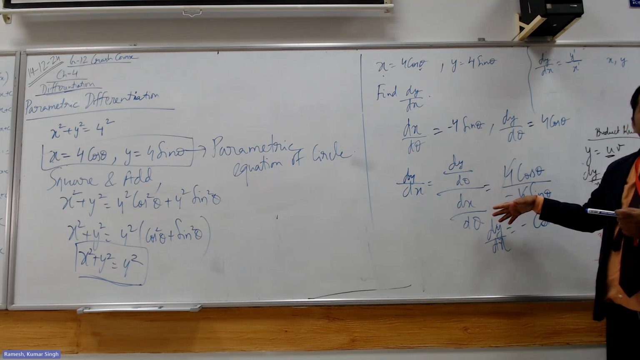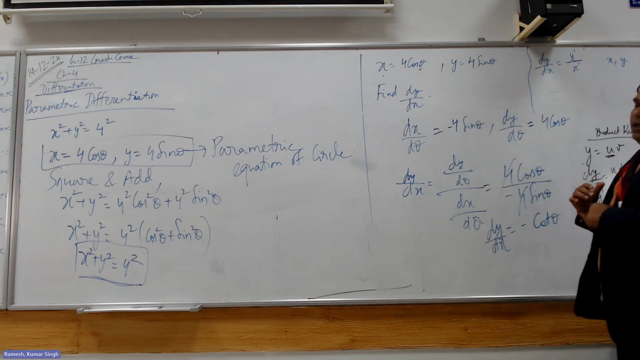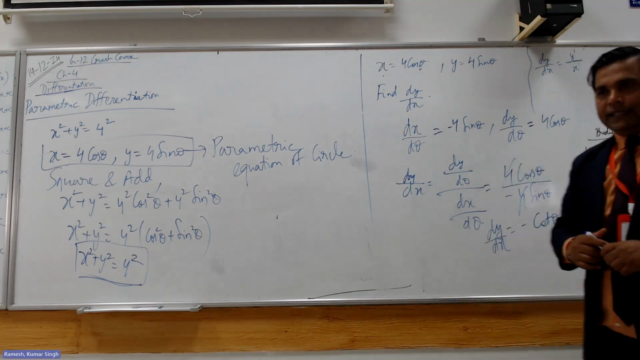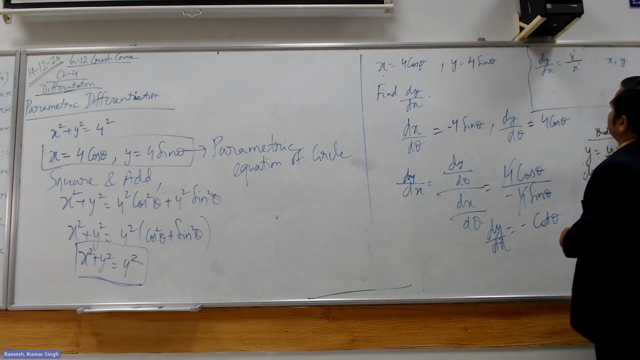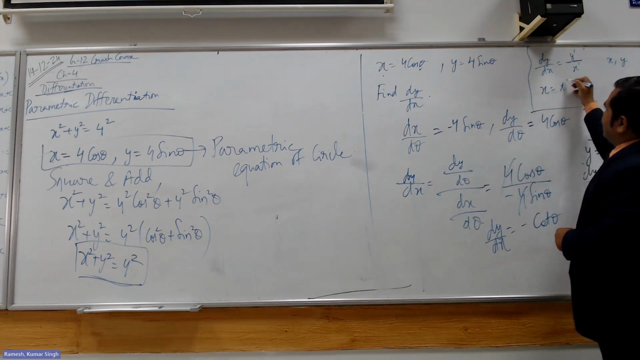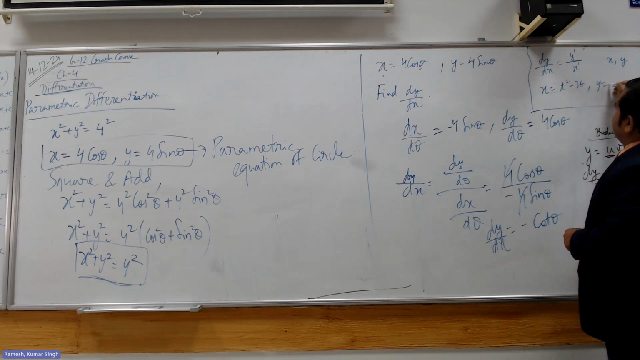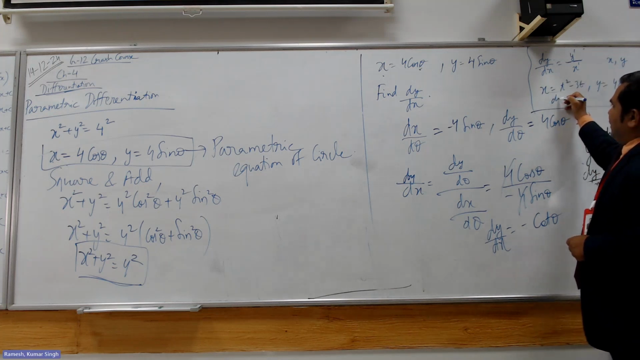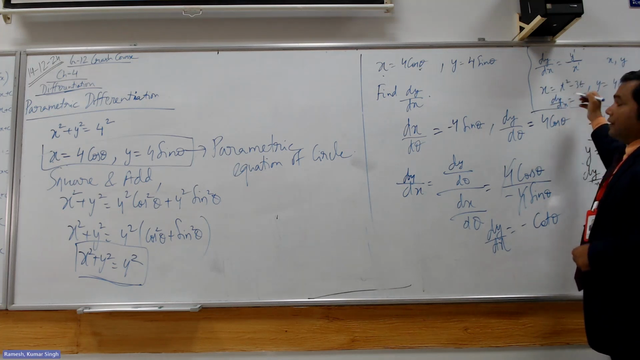For example, another example can be: x is equal to t square minus 3t, y is equal to 4t^3 minus 7. What is dy over dx? Tell me.